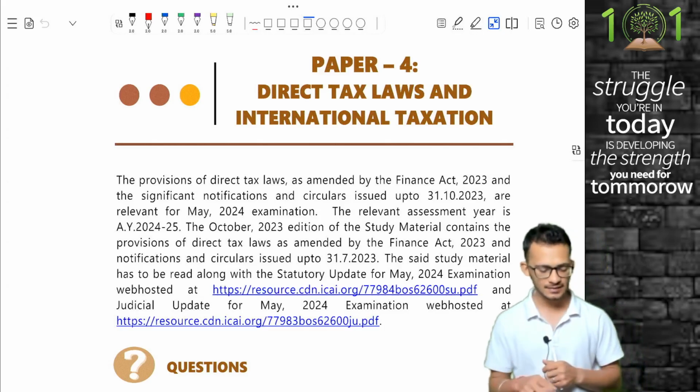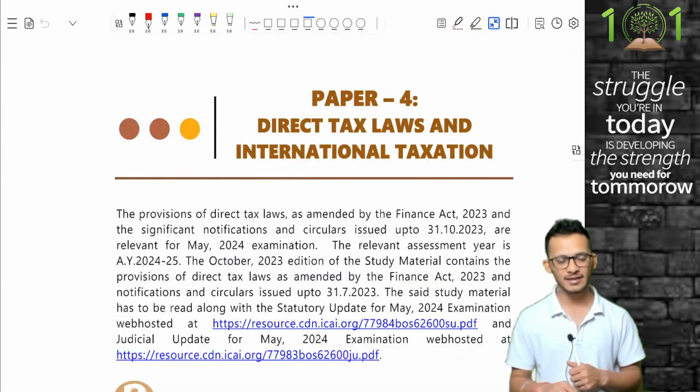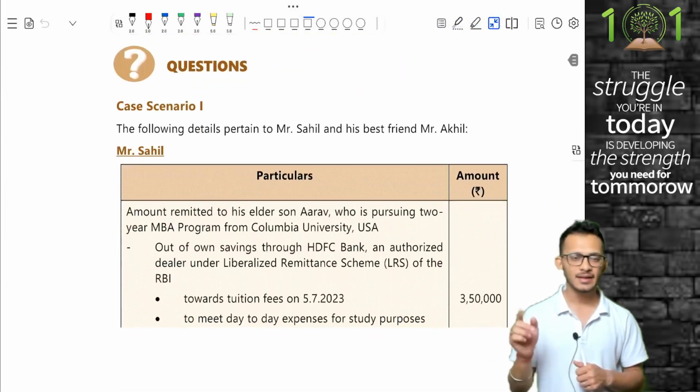Let's kick off. Yes, this is how your new RTP looks. It's all a little colorful. Until last time you used to get black and whites. Yes, ICAI is also upgrading. Anyway, we start the MCQs.